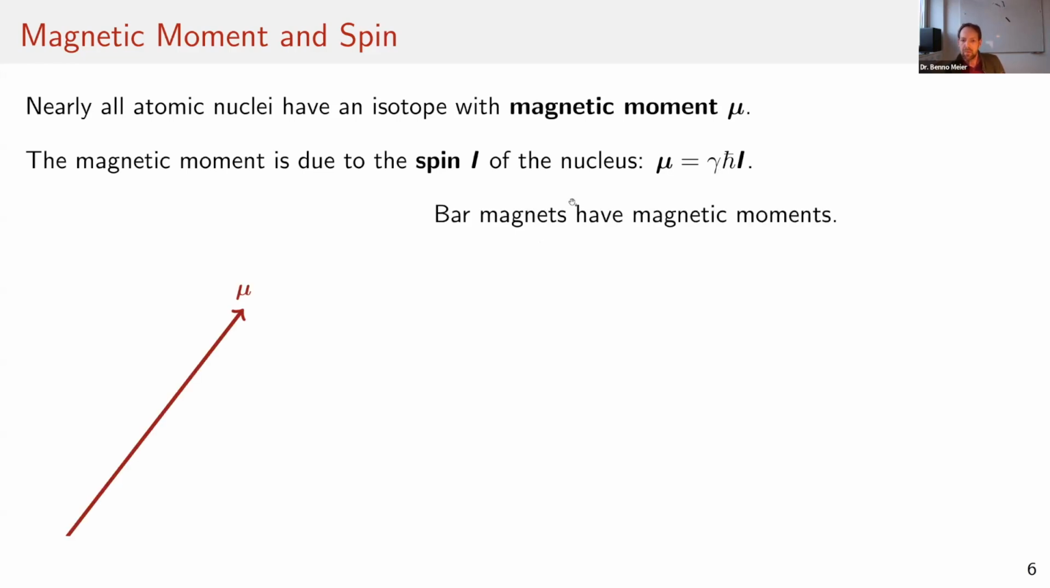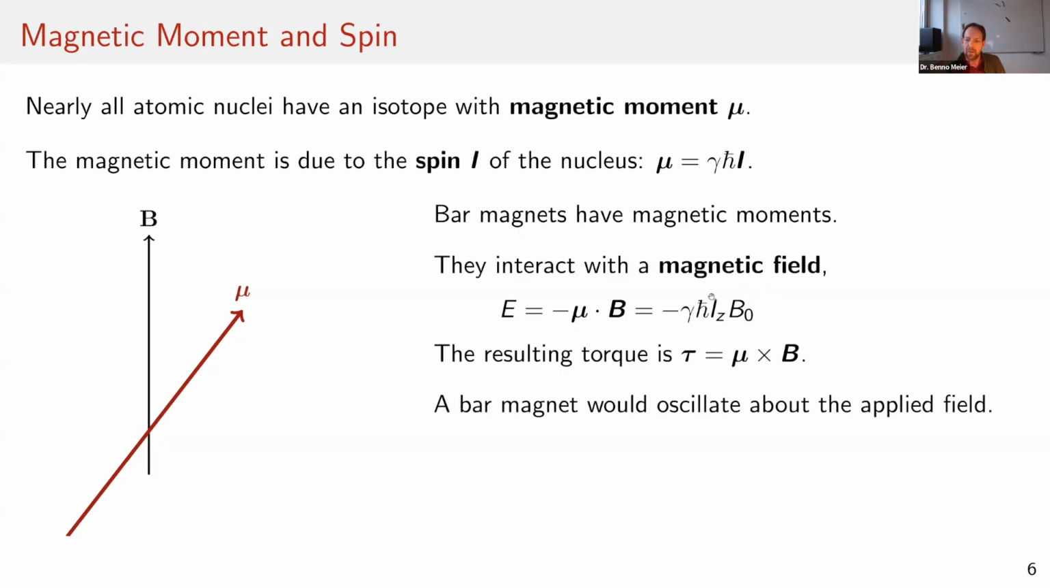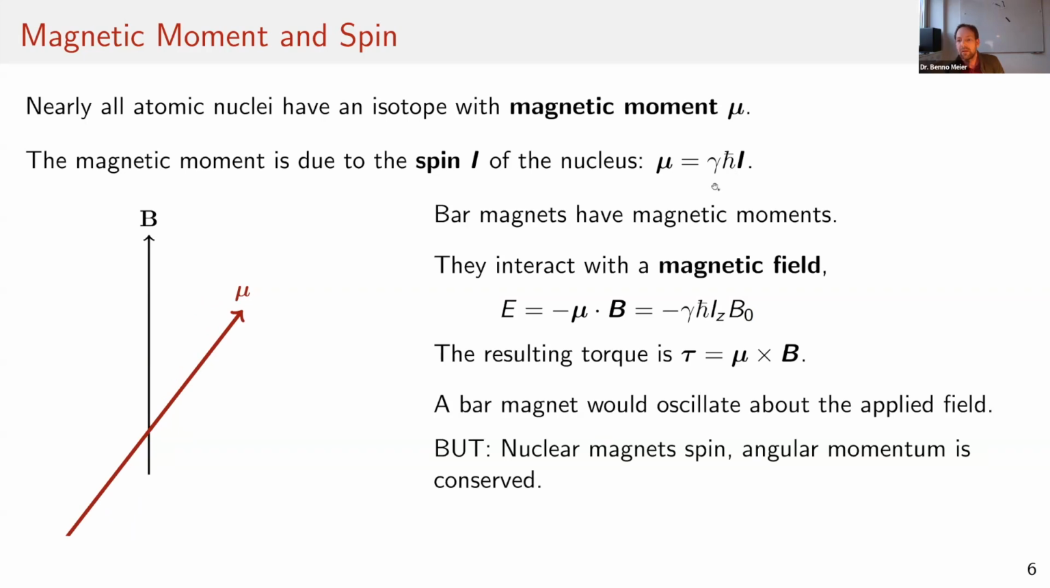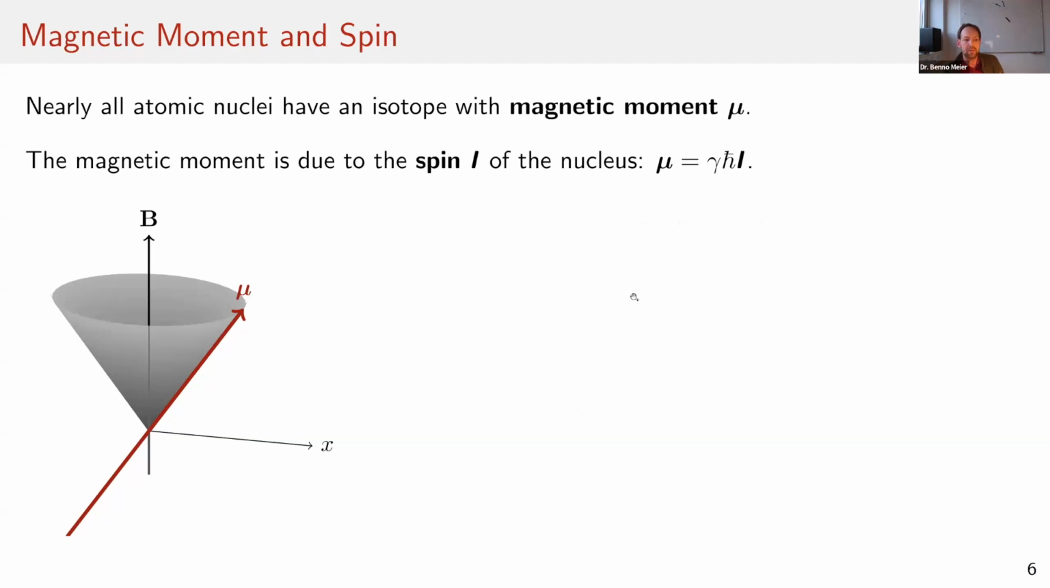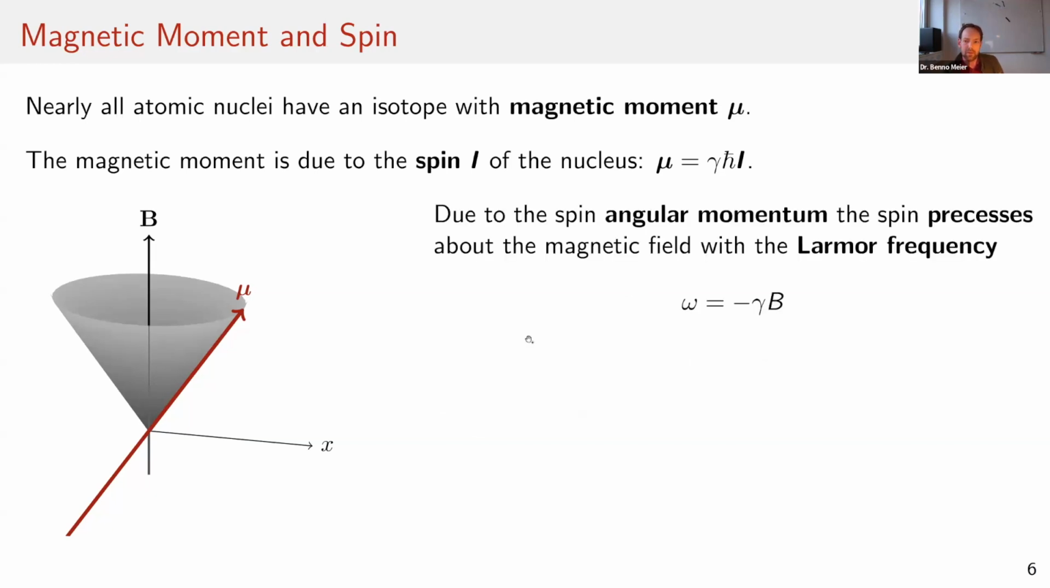If it were just that, it would be a bit like a bar magnet. Bar magnets have a magnetic moment, and they interact with the magnetic field. If you put them in a magnetic field, it's a bit like a compass needle. If there wasn't any friction, then that compass needle would oscillate about the field, like so. But of course, the situation is a bit different because the spin is an angular momentum, and the angular momentum is also conserved. So then the situation is more like that we have a magnetic moment that precesses about the magnetic field with a Larmor frequency. So that looks like that.